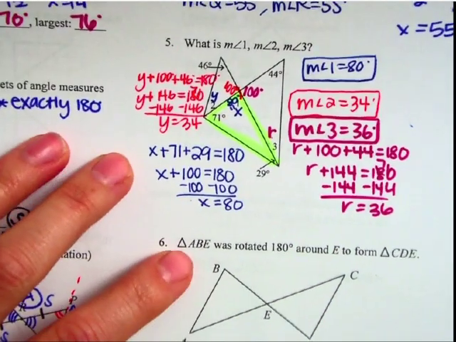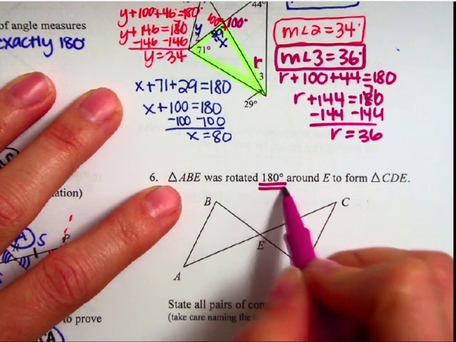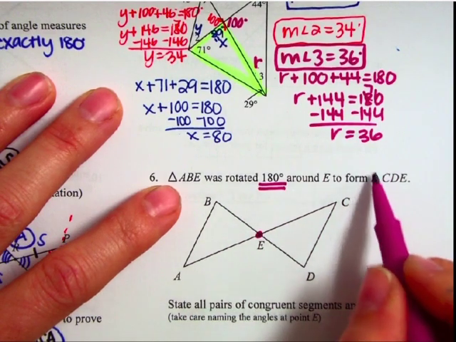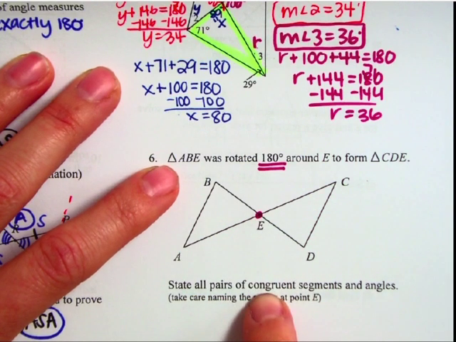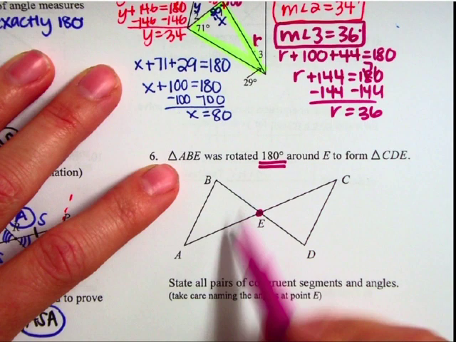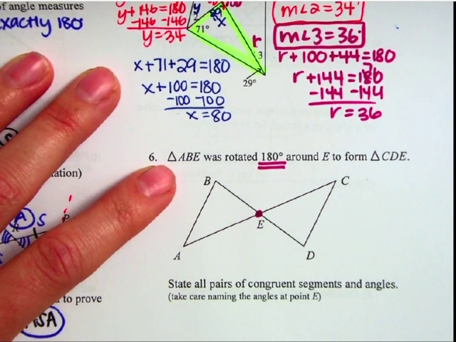Okay, number 6, triangle ABE was rotated 180 degrees around E to form triangle CDE. So with that, we're going to state all of the pairs of congruent segments and angles. We know that there's 3 congruent segments and then 3 congruent angles. We're going to have to name all of those.